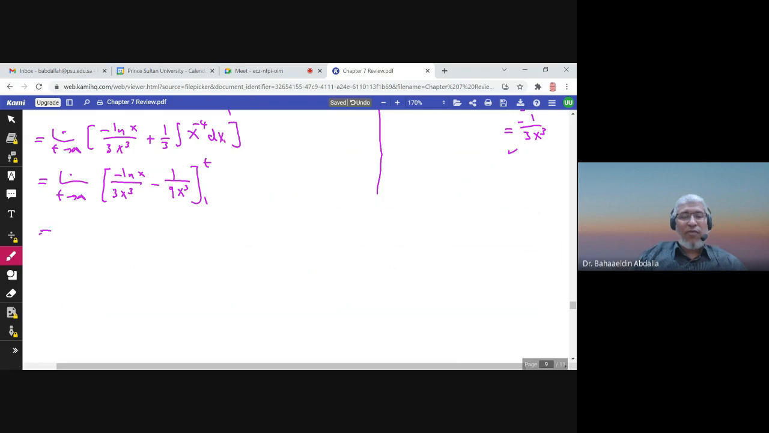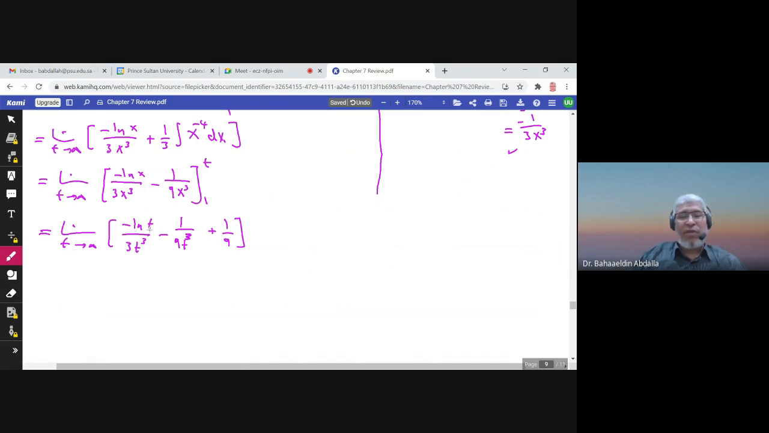So I will have the limit as t goes to infinity of negative ln t over 3t cubed minus 1 over 9t cubed, minus, replacing x by 1, ln 1 is 0. Then here, minus times minus is plus 1 over 9. Now let me replace t by infinity.